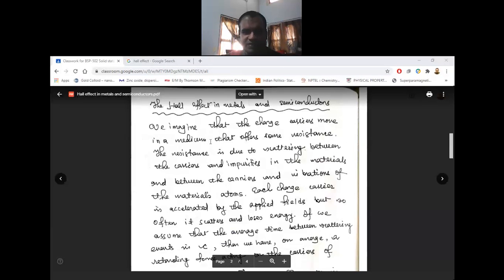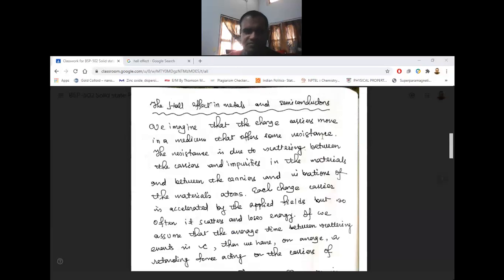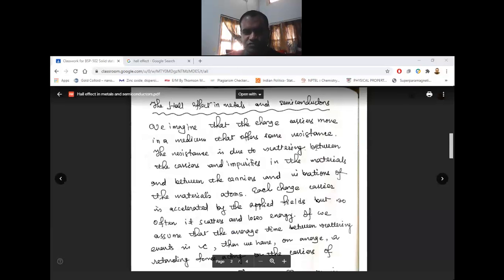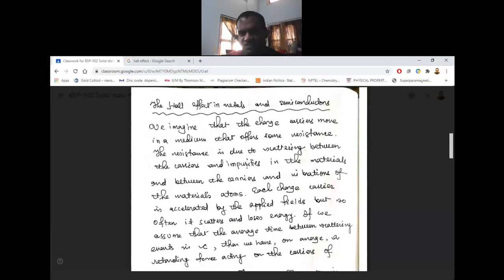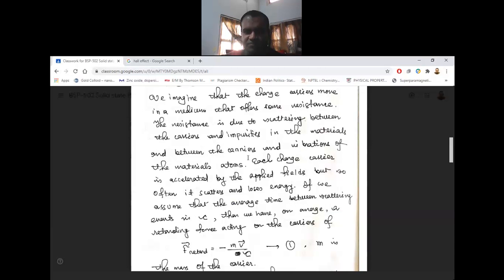We imagine that the charge carriers move in a medium that offers some resistance. In a metal or in a semiconductor, whenever charge carriers move, they always get resistance. Resistance means they collide with ions or with impurities in the material concerned, be it metal or semiconductor. The resistance is due to scattering between the carriers and the impurities in the material.